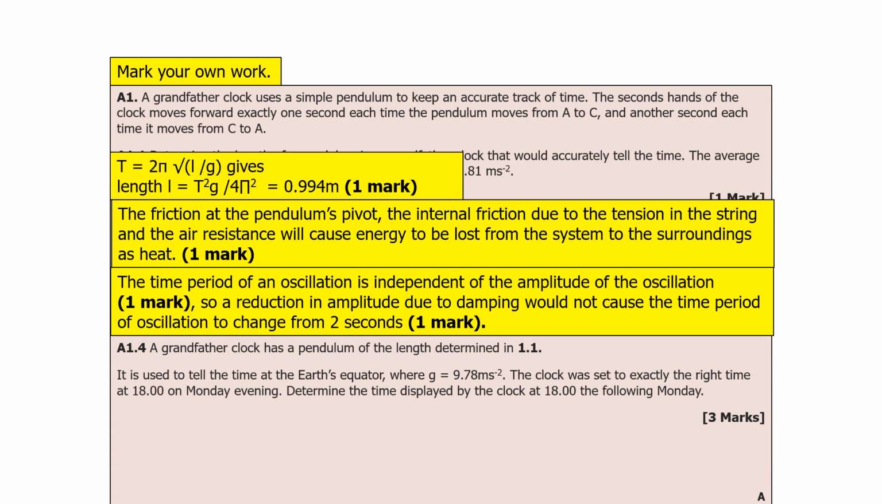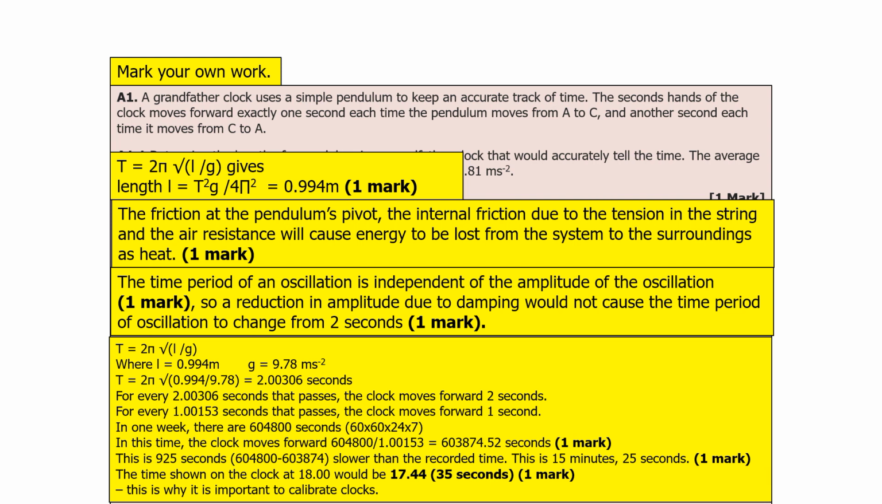And in this last one, we can say T equals 2π times the square root of L over g. We know L to be 0.994 meters. We know g to be 9.78 because this is the equator. So we work it out to be 2.00306. So that tells us that when the time period is 2 seconds normally at our position on Earth, it's going to be 2.00306. So we can run it back to 1 second by halving each value.